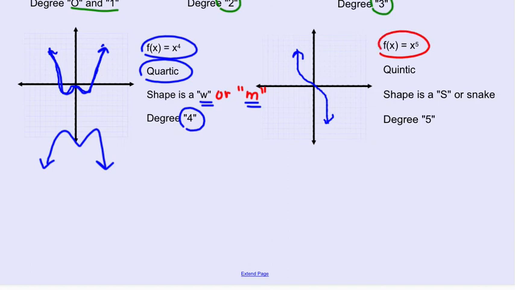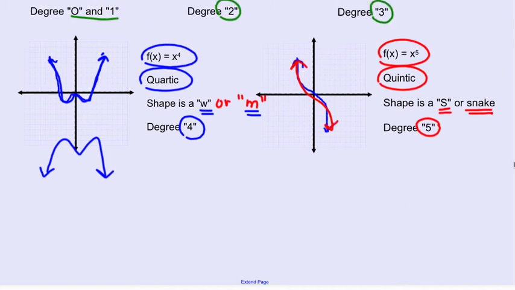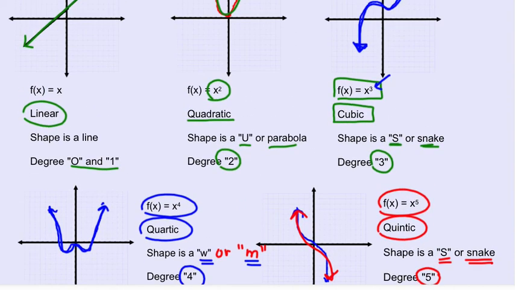The last one is what we call a quintic function. F of x equals x to the 5th. The name of it is called a quintic. The shape goes back to the snake. So anything that is an odd function is going to be the shape of a snake or an S. The degree is a 5. I just kind of flipped this snake around the other direction. So again, you should be writing down 3 examples here. The cubic, the quartic, and the quintic.